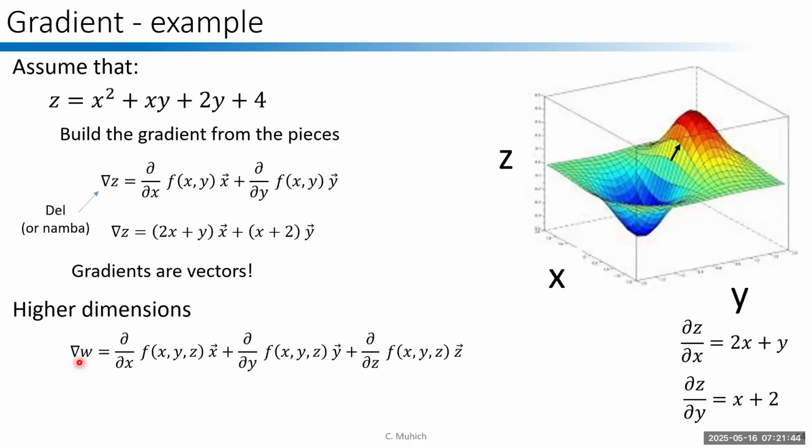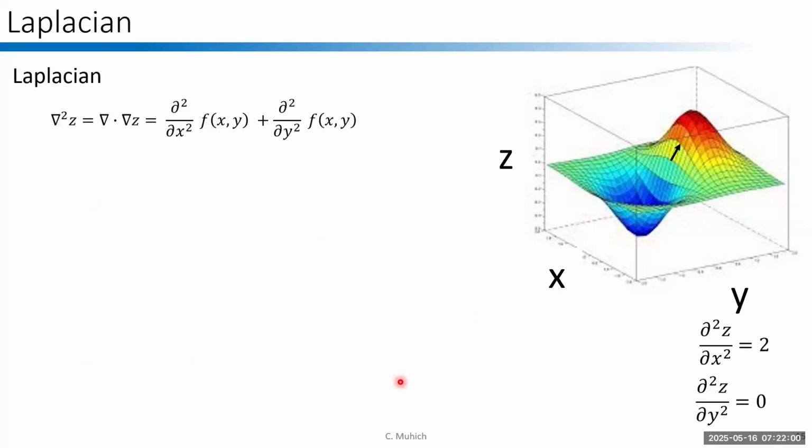I can do the same thing in higher dimensions, right? I could take the gradient of an arbitrary function w, which is a function of x, y, and z. I would have a component in the x direction, a component in the y direction, and a component in the z direction. This can be extended towards second derivatives, and the one that we'll see most often in chemical engineering is called the Laplacian. Here, it's represented as del squared.